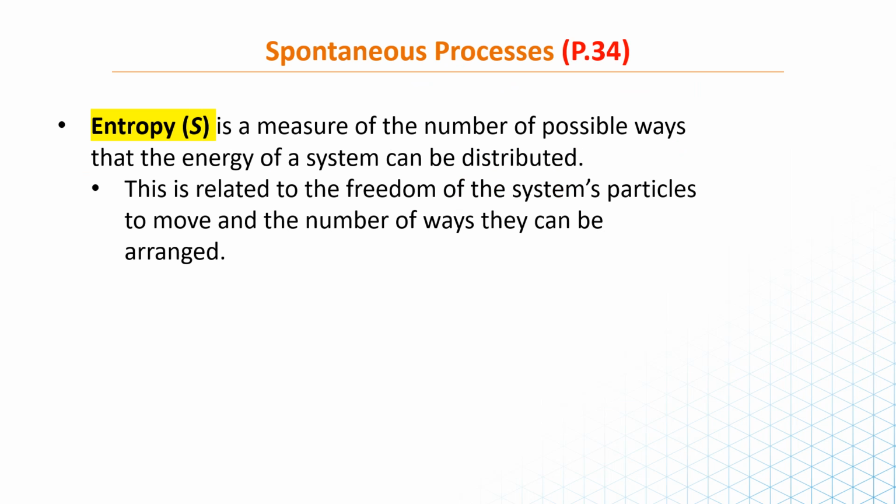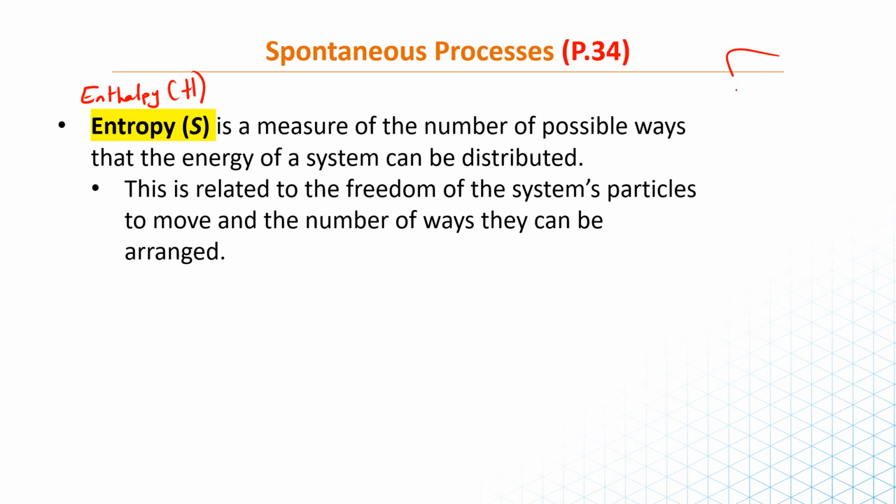So what is entropy? Before we go to entropy, just remember that enthalpy, which we covered before, has the symbol H, and entropy has the symbol S. Entropy is a measure of the number of possible ways that the energy of a system can be distributed. This is related to the freedom of the system's particles to move and the number of ways they can be arranged. So entropy is a measure of the number of possible ways for energy to be distributed in the system.